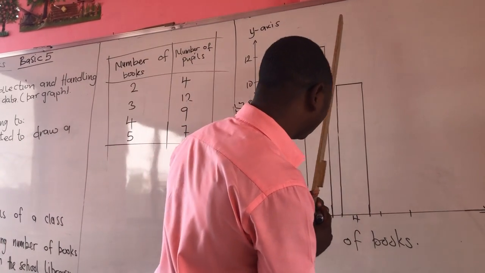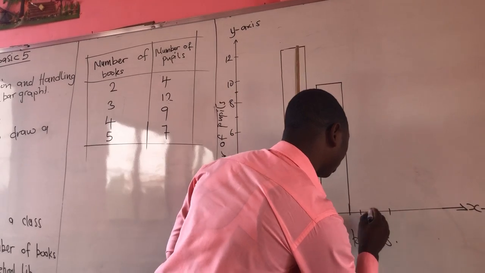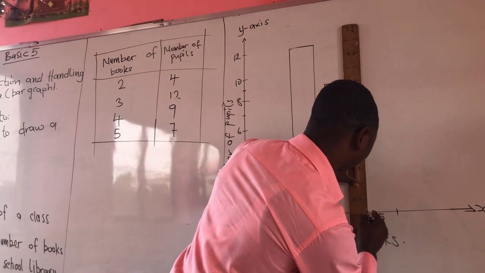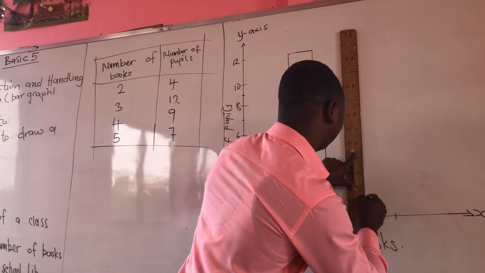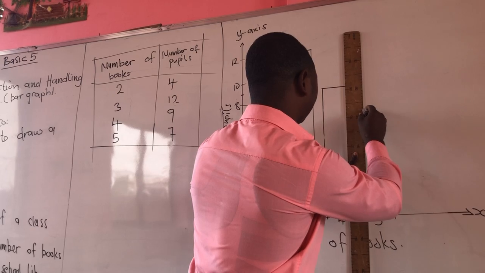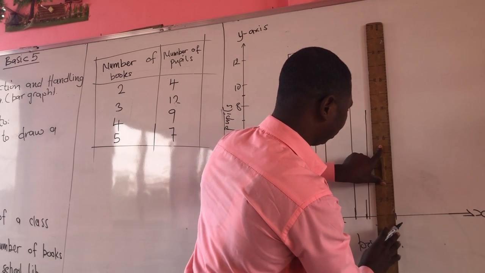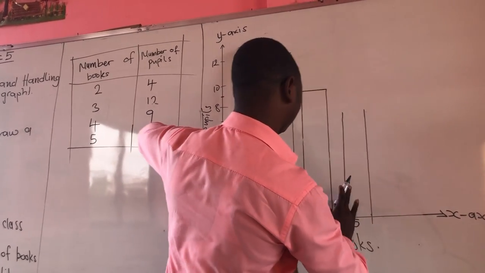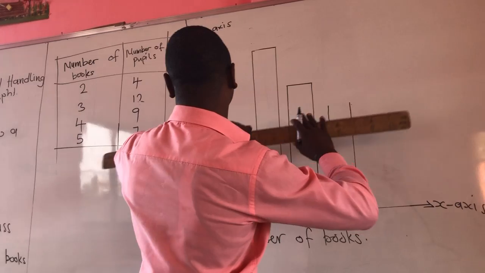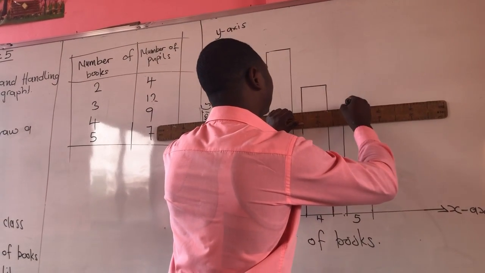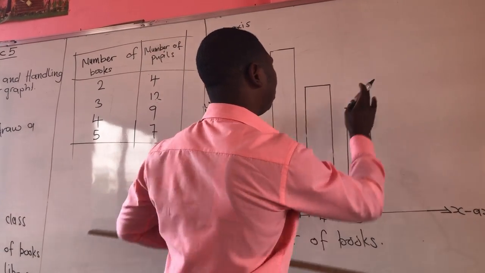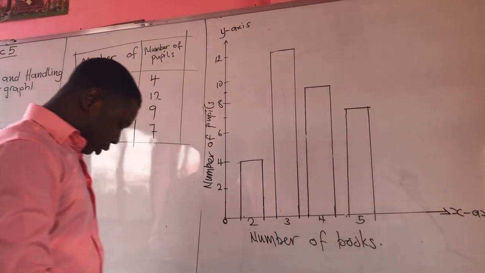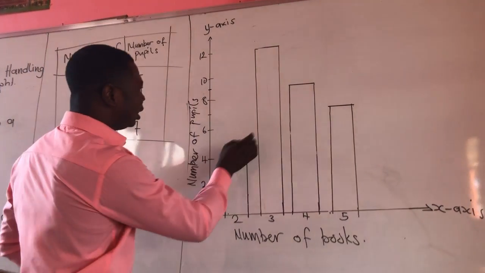So now we move to the 5 books. Now you draw your bar. Where is our 7? So this is for 5 books. Good. So these are our bars and they are standing.